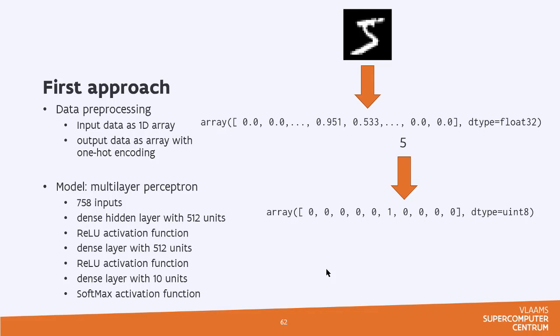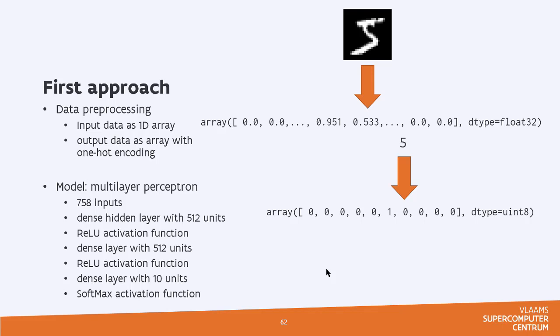The model which we'll use is a multi-layer perceptron, so a feed-forward network with a number of layers. We will have 784 inputs, that's 28 times 28. This will be fed into a dense hidden layer with 512 units. So dense means that all inputs are connected to all outputs.